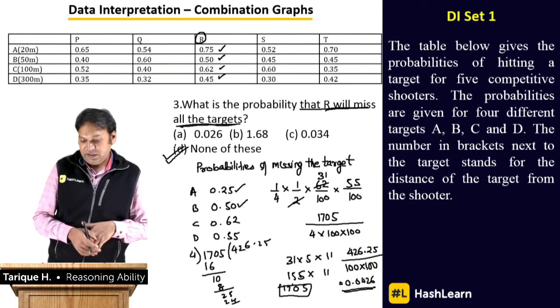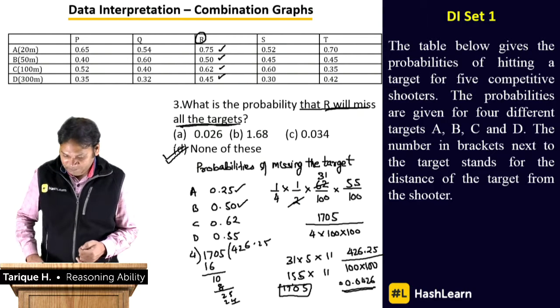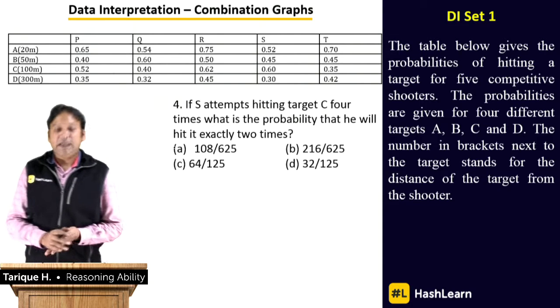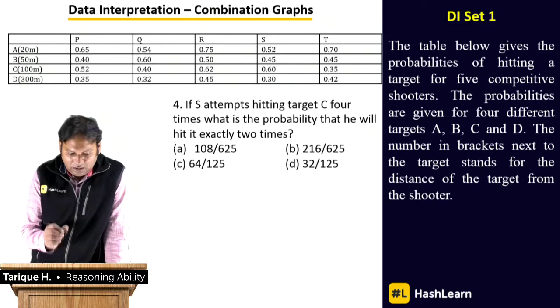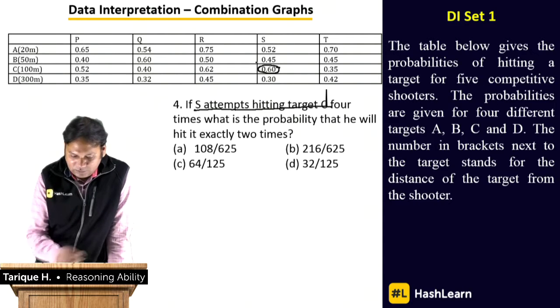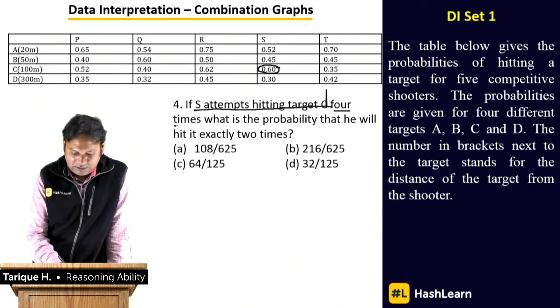The chance of that happening is 0.042, approximately 0.04. Okay, now let's look at question number 4 and see again in the same set what is the answer for this question. If S attempts hitting target C, for SC it is 0.60, 4 times. How many times? 4 times he is attempting.